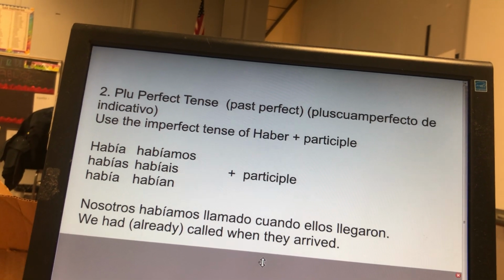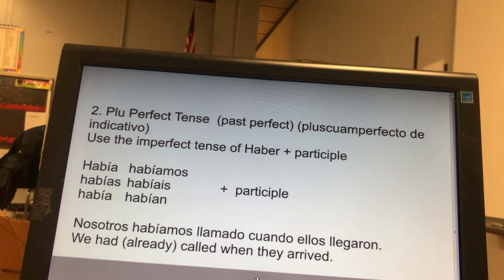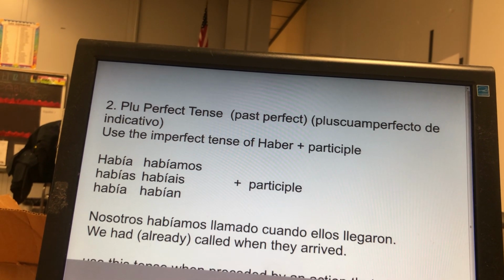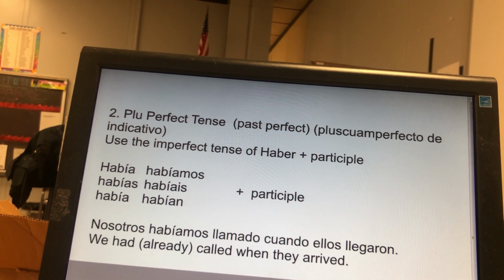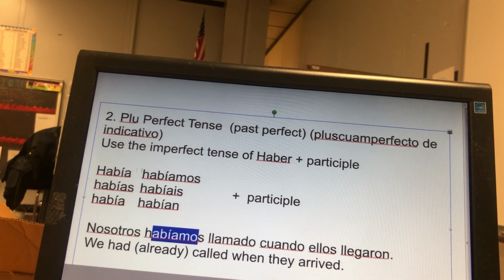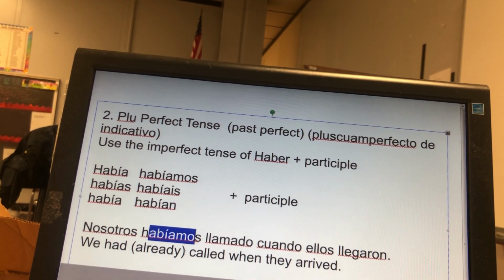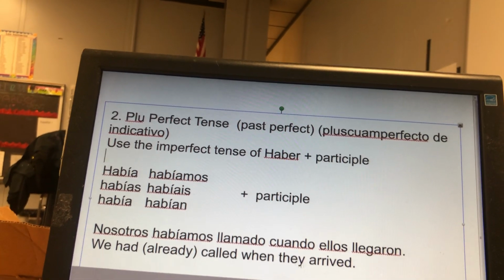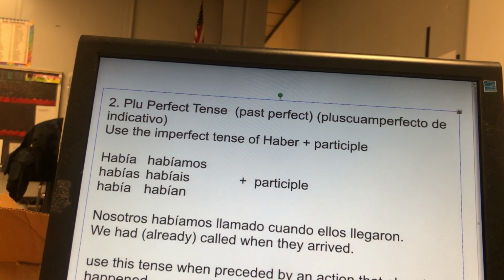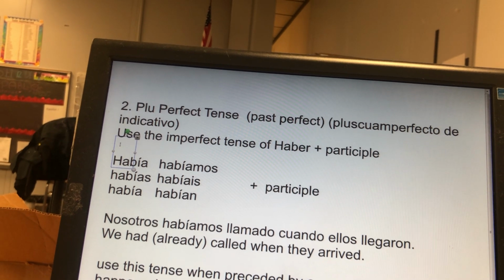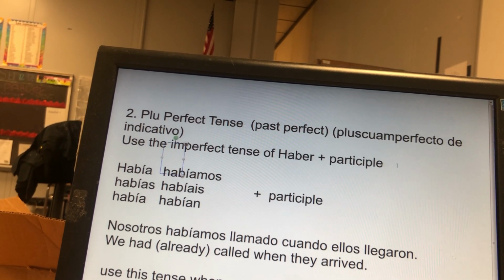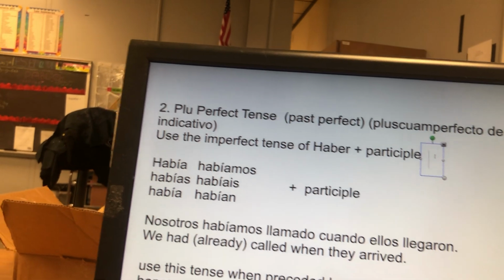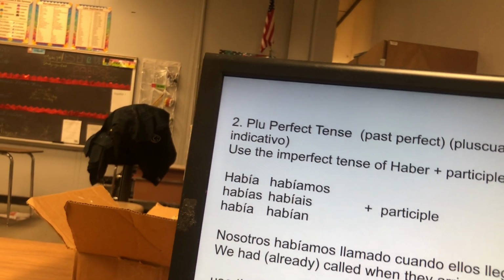Nosotros habíamos llamado cuando ellos llegaron. We had already called when they arrived. Notice the translation. Ooh, I didn't put the translation on here. It basically means had done something. It translates to I had, or had. I had done something.